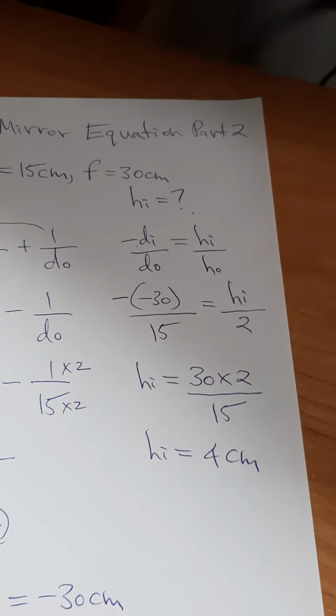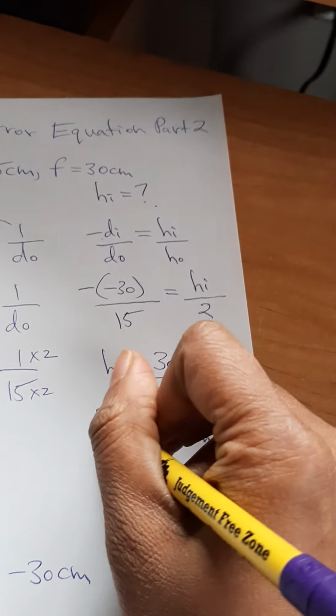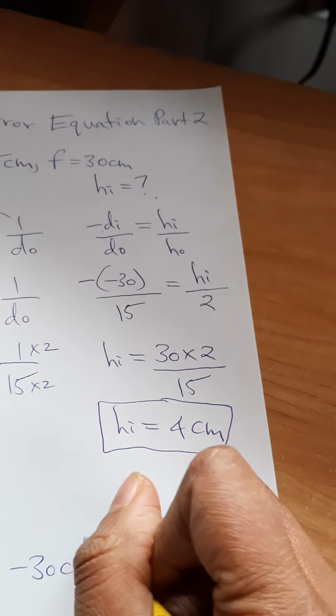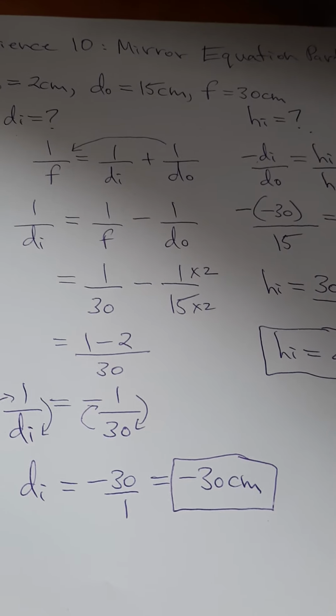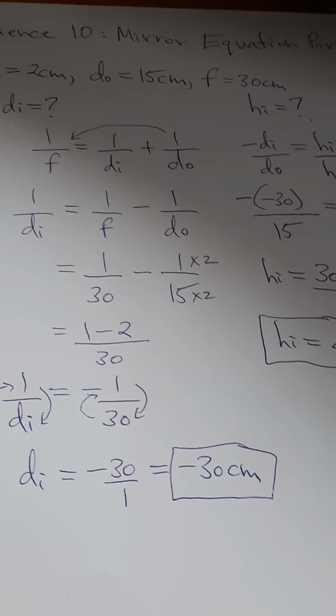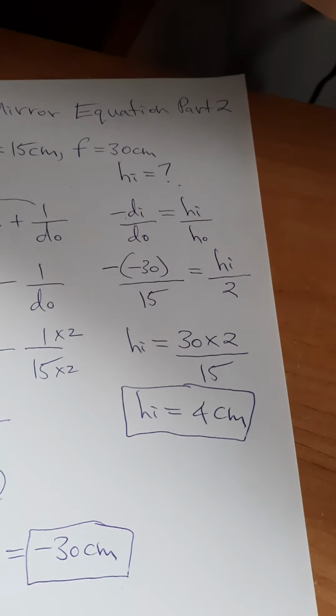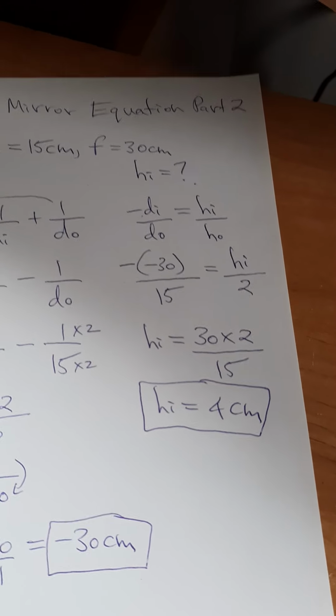Okay, and this is basically the height of the image. So again, I'm just boxing my final answers here. The distance of the image is 30 centimeters from the mirror on the opposite side. And the height of this image formed is going to be 4 centimeters, okay?